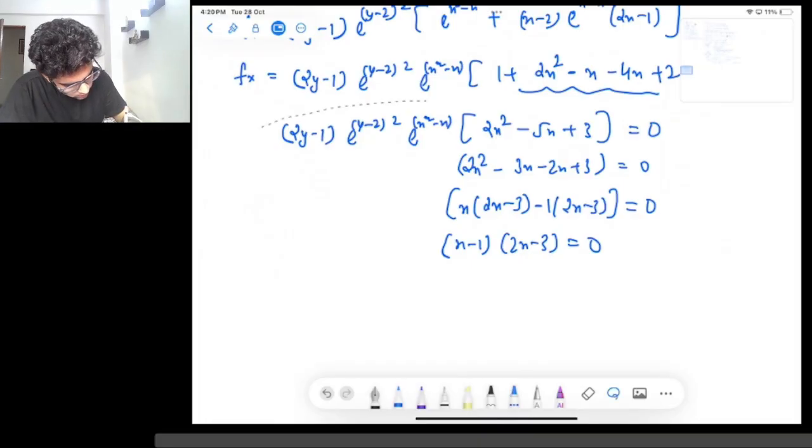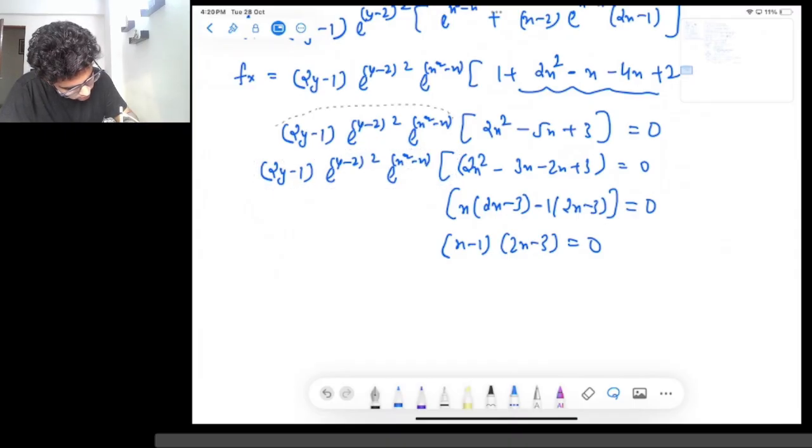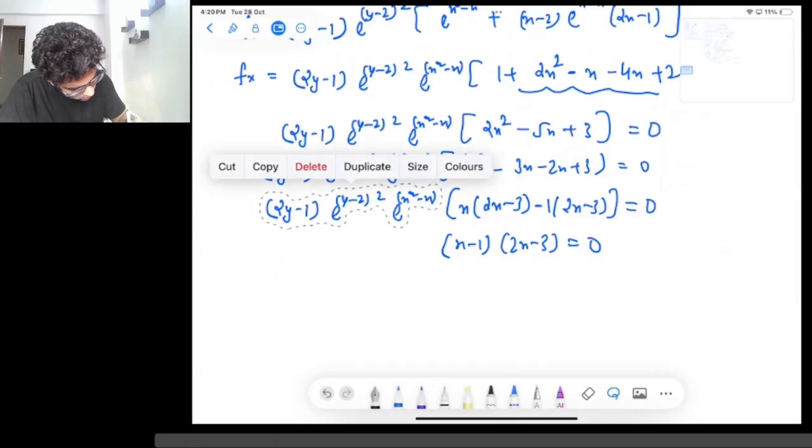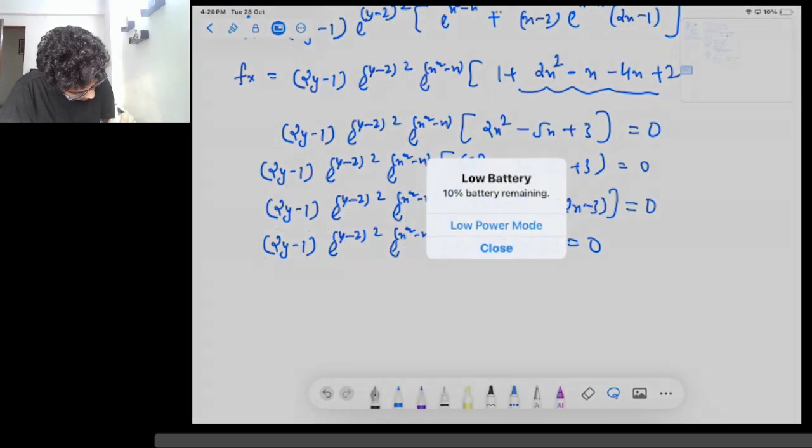Now I'll take this term and duplicate it. Then I'll take this common, duplicate it again, and this will give me another term, and I'll duplicate this further, and this will give me this term.